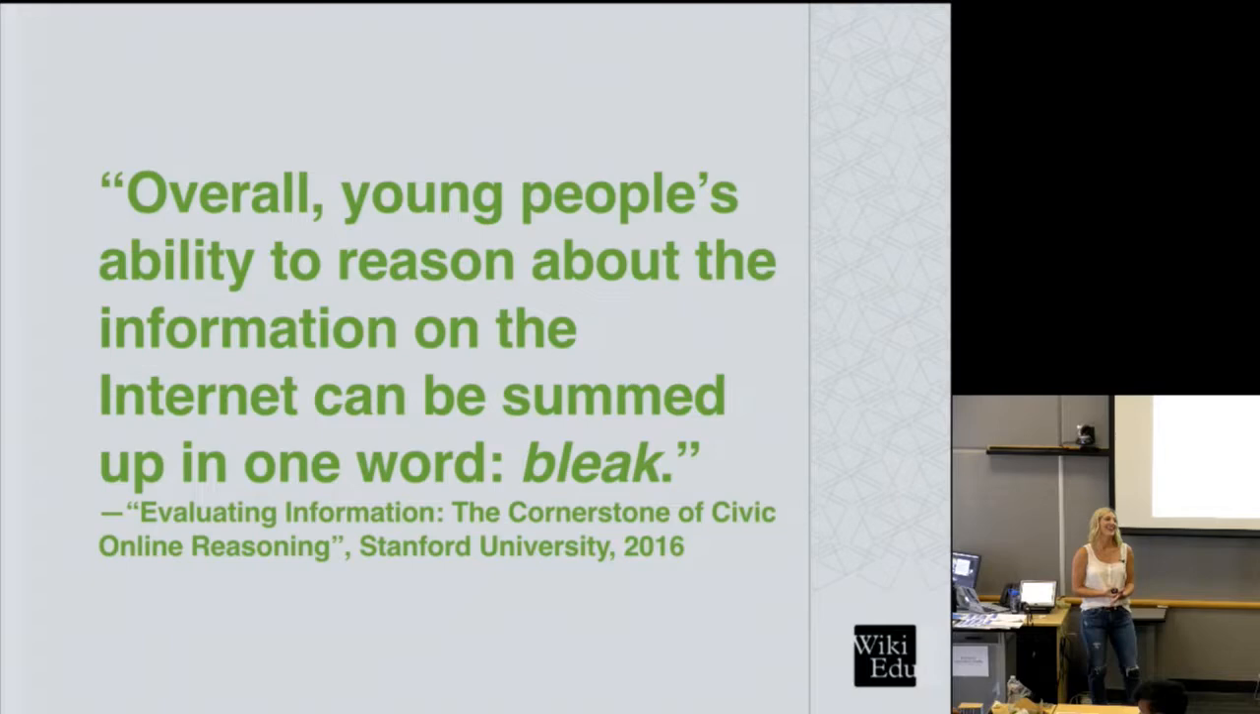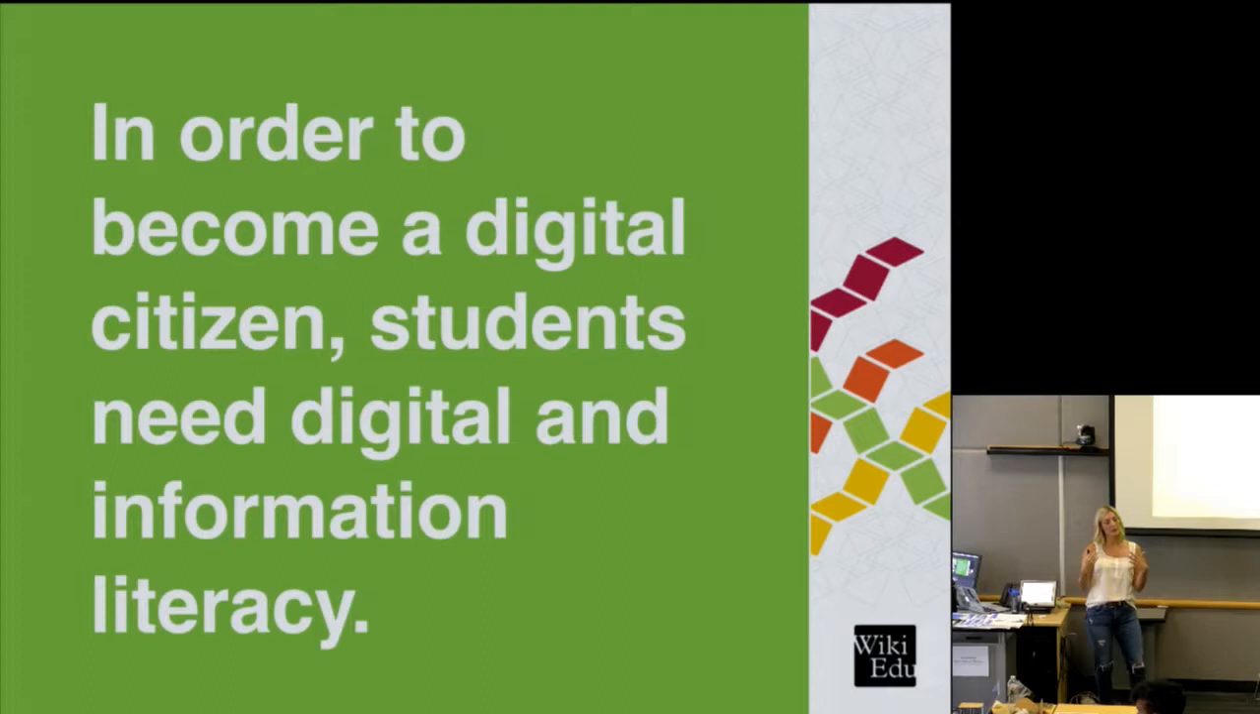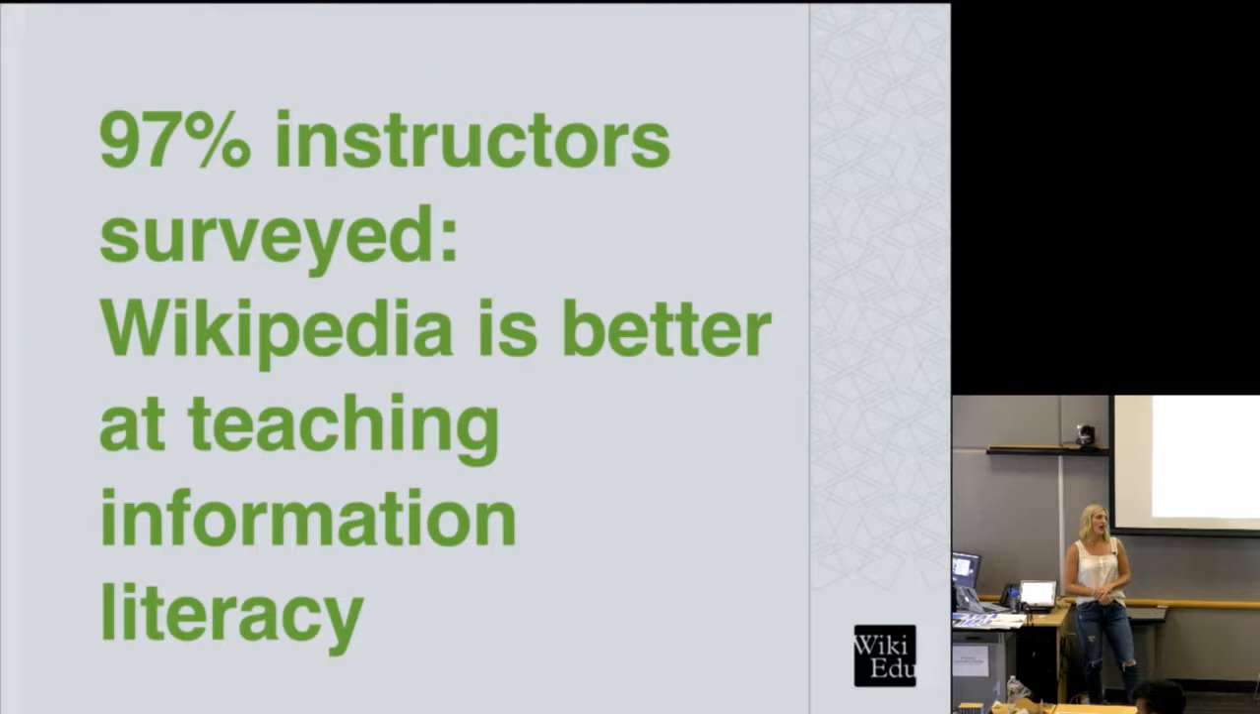And what I take away when I read their study, and I recommend you go read it, it's a pretty short synopsis of the work that they've done, is that our students are digitally savvy. They know how to use Instagram, they know how to use Snapchat, they know how to access Wikipedia, but they're not digitally literate, and they don't know what those skills are. And that's because most people don't know how to give them those skills. My synopsis here is that in order to become digital citizens, students need information literacy skills. And I think that working with the Wikipedia Project is a great way to provide that for your students.